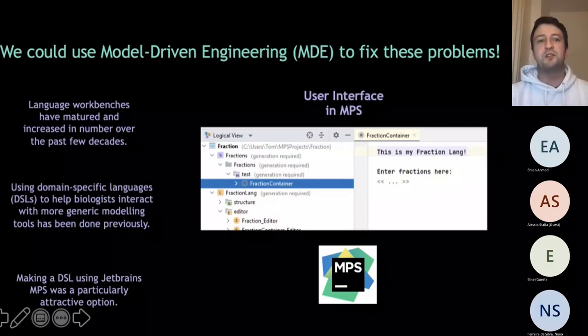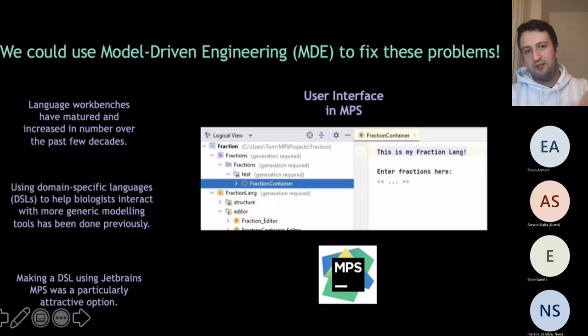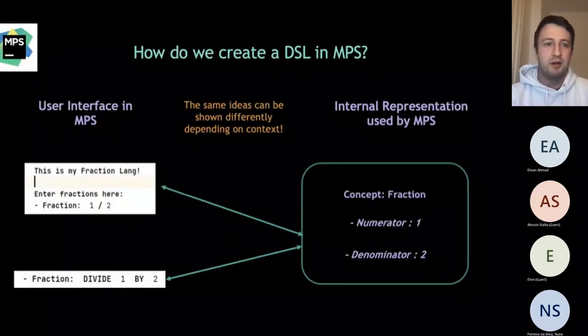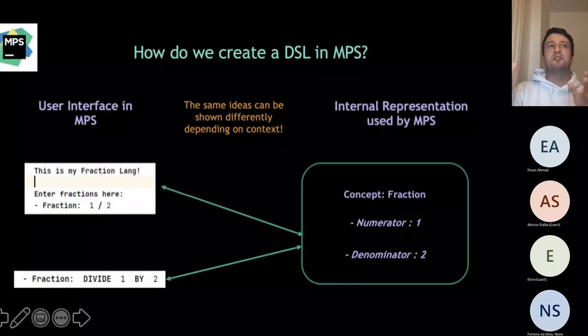So it was good that Alessio spoke a little bit about projectional editors just now, but in case you're not familiar with MPS, this is essentially what it looks like. You've got a list of languages on the left and a user interface on the right. And to explain how it works to biologists, I coded a very basic fraction language, which lets you write your own fractions really quickly if you ever felt the need to. But this is the conceit of how it works. So you have your user interface in MPS, but underneath there's an internal representation used by MPS, which is essentially an abstract syntax tree of a model that you're building within this user interface.